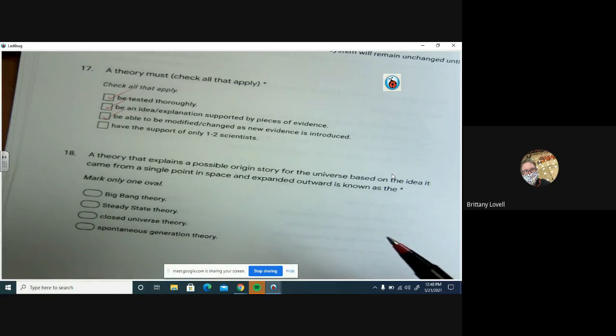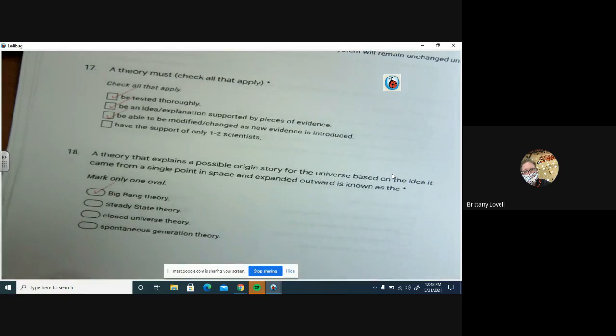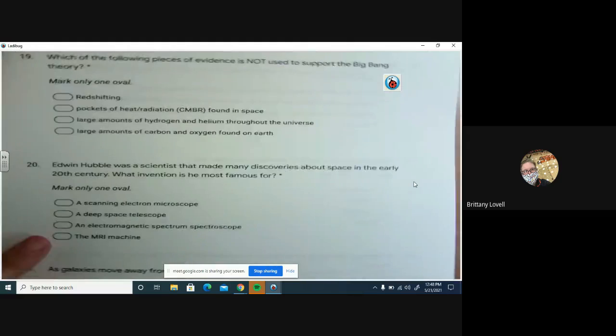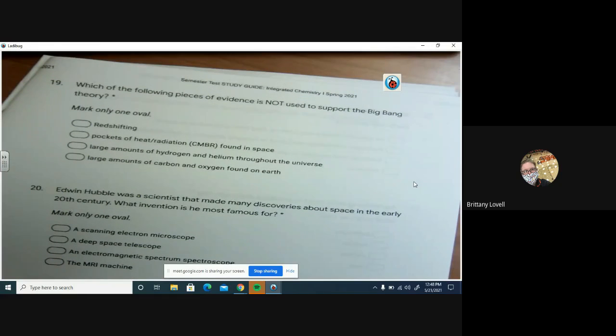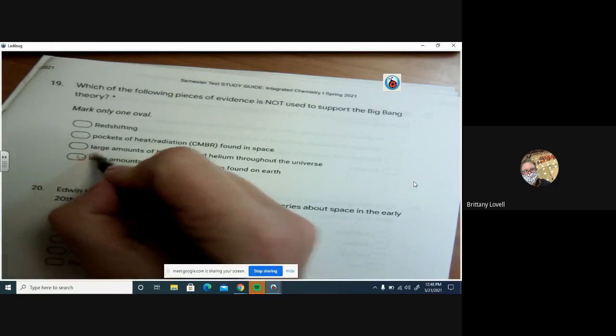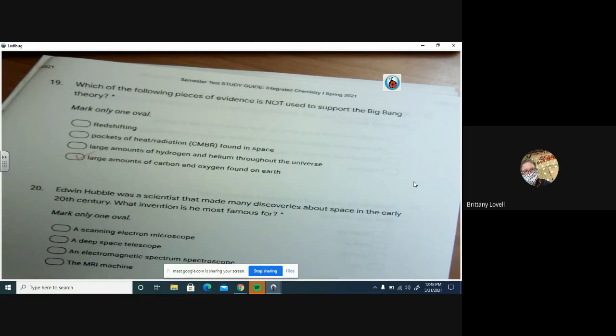Okay, number 18, a theory that explains a possible origin story for the universe based on the idea that it came from a single point in space, expanded outward, Big Bang. Number 19, which of the following pieces of evidence is not used to support the Big Bang theory? Is it red shifting, pockets of heat, large amounts of hydrogen and helium, or large amounts of carbon and oxygen? We talked about 3 of these. The one we did not talk about was this one, because that's not a piece of evidence they used to support the Big Bang theory.